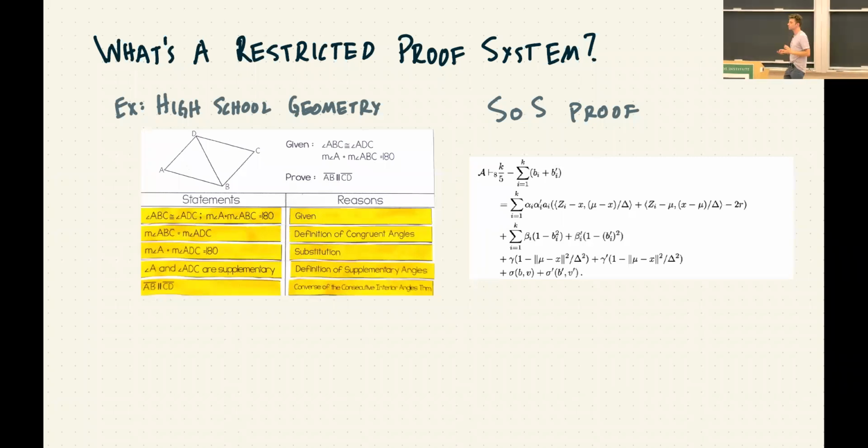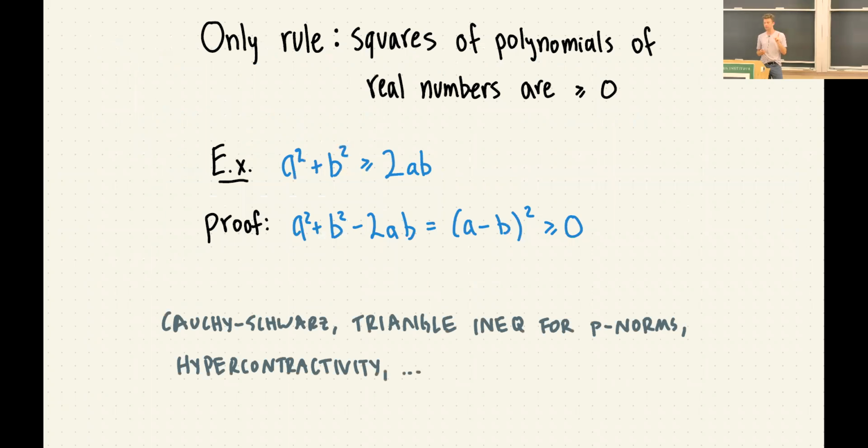But the sum of squares proof system only has one rule. So it's actually much simpler than high school geometry. The only rule is that squares of polynomials of real numbers are always non-negative, because squares over the reals are non-negative. Simple rule.